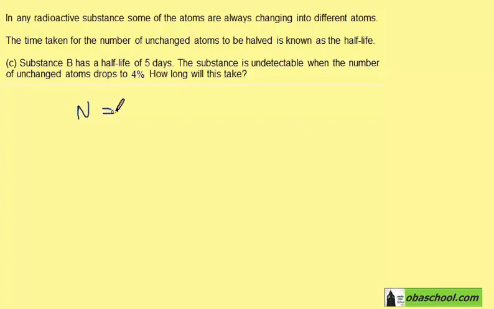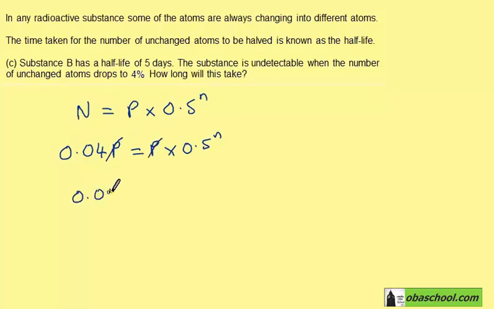We have that n was p times 0.5 to the n, where n is the number of half-lives. We want this to drop to 4% of p. The p's will cancel, and so we're solving 0.04 is equal to 0.5 to the n.